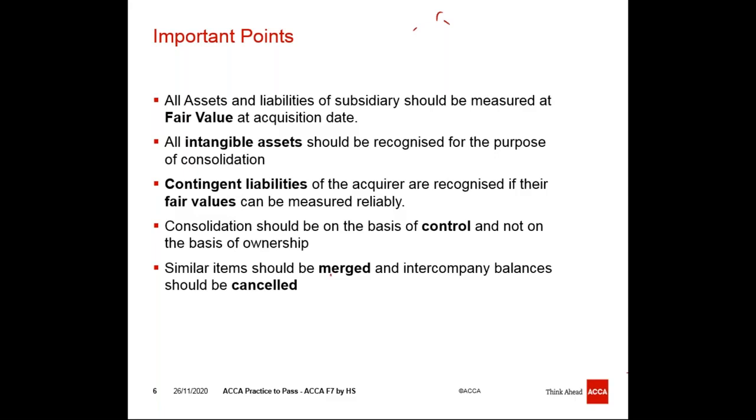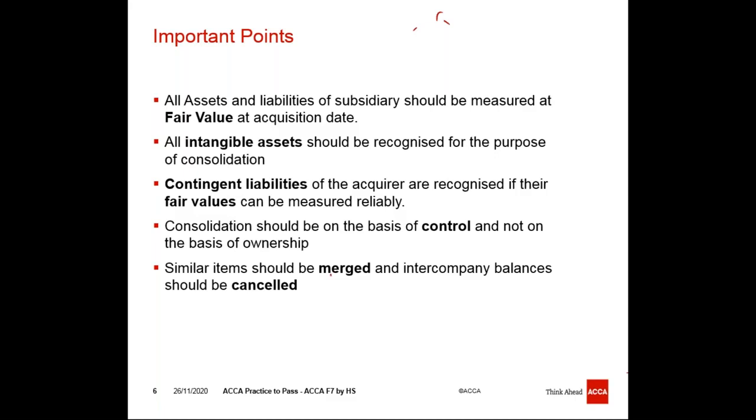Now, third point is related to IAS 37. We usually disclose all the contingent liabilities according to IAS 37. But for the purpose of consolidation, all contingent liabilities should be considered as a normal liability. So we have to make the provision for this.